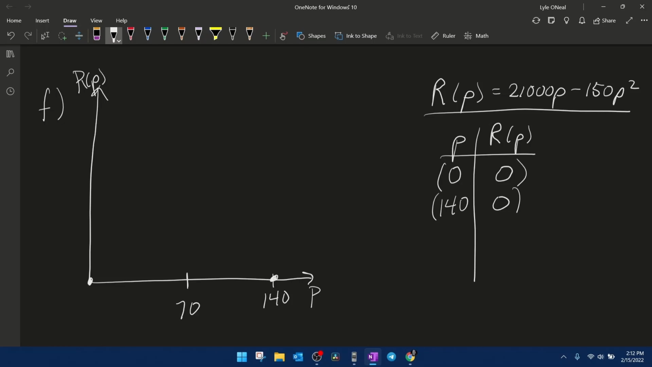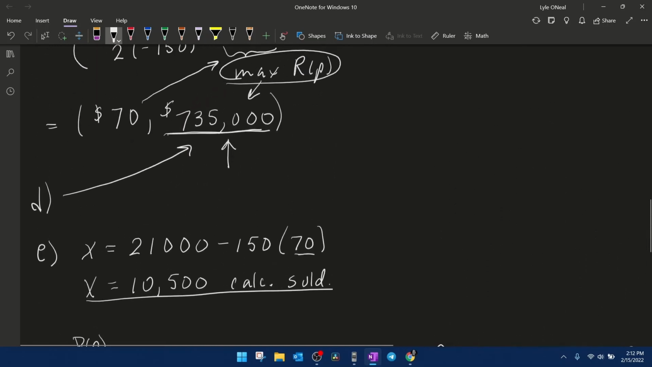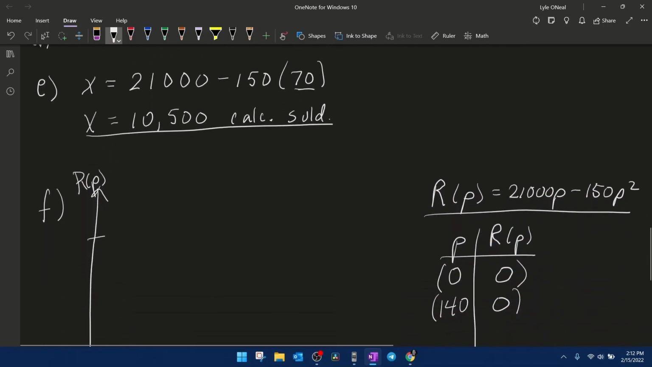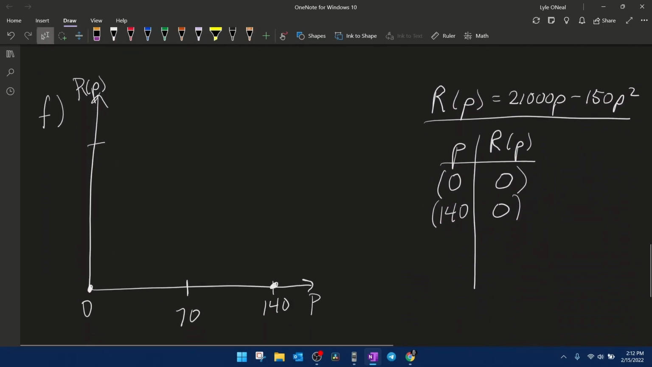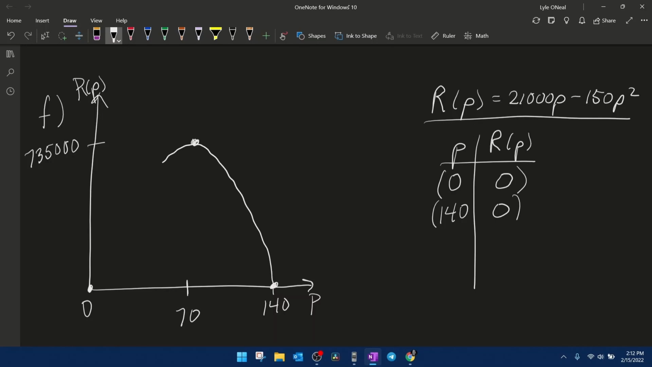That falls halfway between 0 and 140. I know that that is the highest point on the graph at $735,000. So that's going to give us an ordered pair up here. So then I simply connect the dots, making a parabola, and that gets the graph of the function.